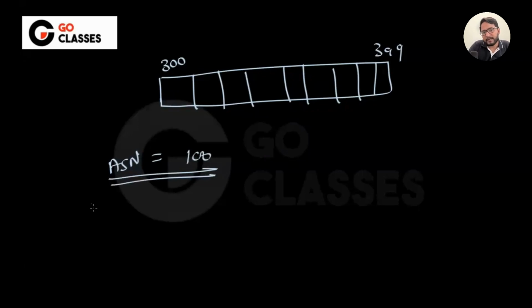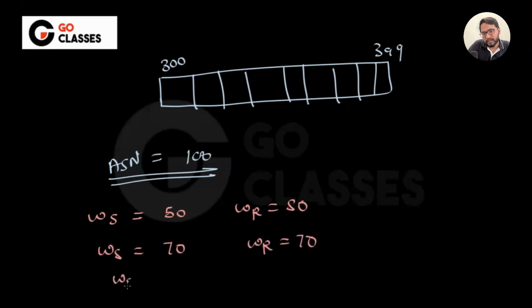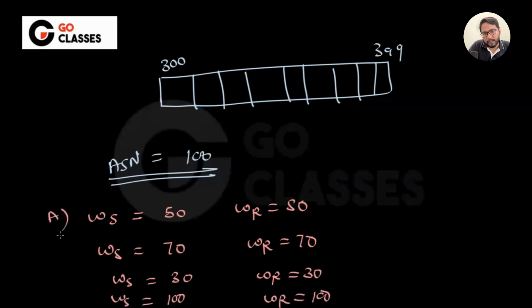So tell me, which of the following is possible? To have sender window size as 50, receiver window size also as 50. Is this possible? Sender window size as 70, receiver window size as 70. Is this possible? Sender window size as 30, receiver window size as 30. Is this possible? Sender window size as 100, receiver window size as 100. Which of the following is possible? If I say A, B, C, D.